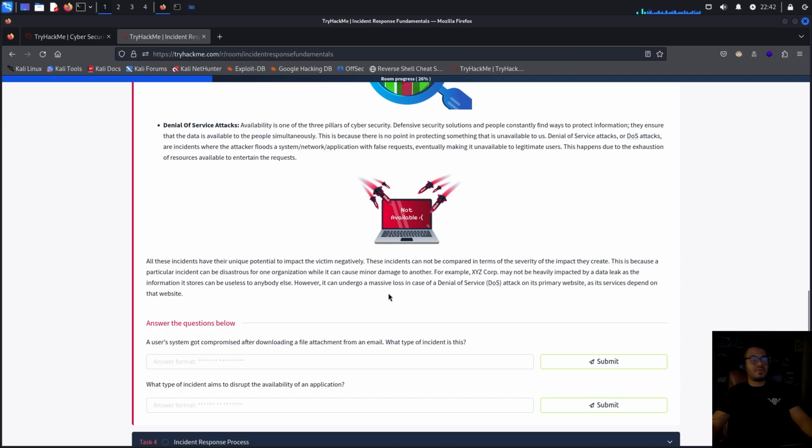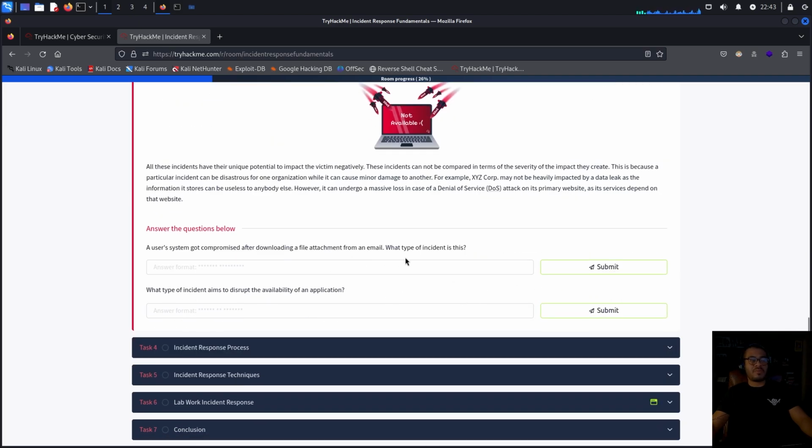All these incidents have their unique potential to impact the victim negatively. These incidents cannot be compared in terms of the severity of the impact they create. This is because a particular incident can be disastrous for one organization while it can cause minor damage to another. For example, XYZ Corp may not be heavily impacted by a data leak as the information it stores can be useless to anybody else. However, it can undergo a massive loss in case of a denial of service attack on its primary website, as its services depend on that website, right?